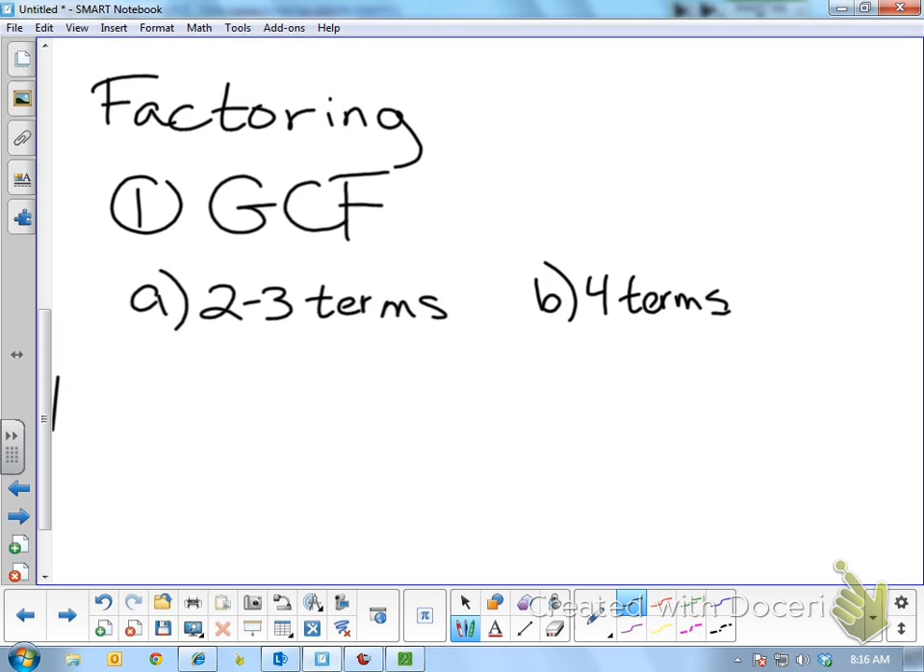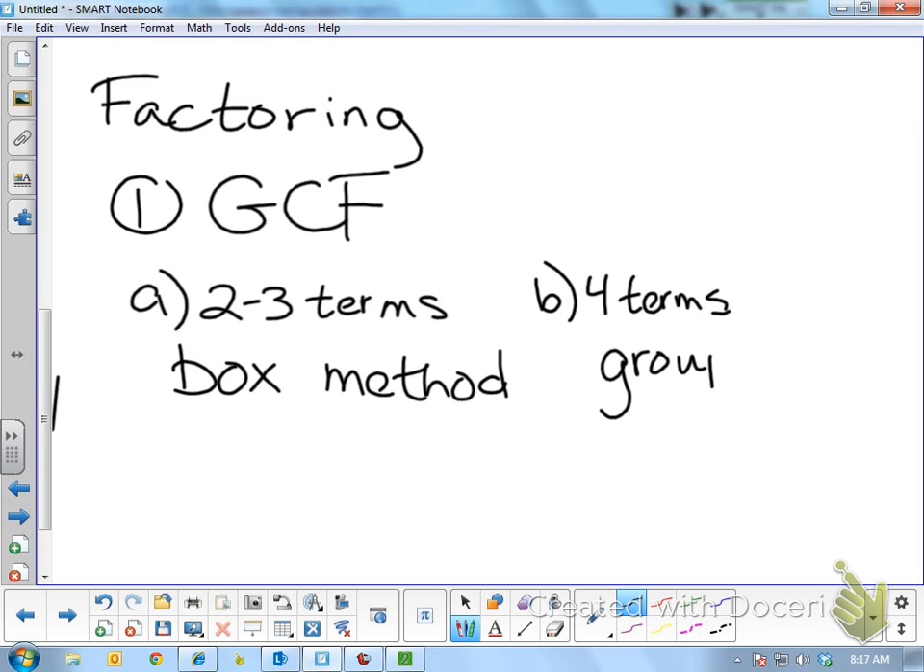So if we have 2 to 3 terms, I can use the box method. If I have 4 terms, I can use the grouping method that we learned last time. So 2 to 3 terms, I can use the box method. 4 terms, I can use grouping.